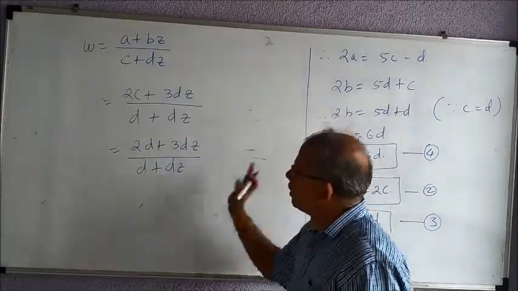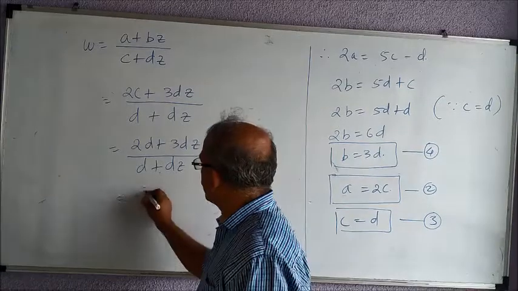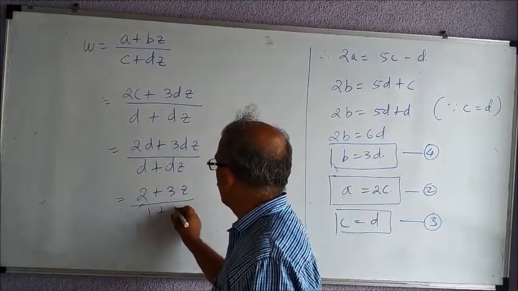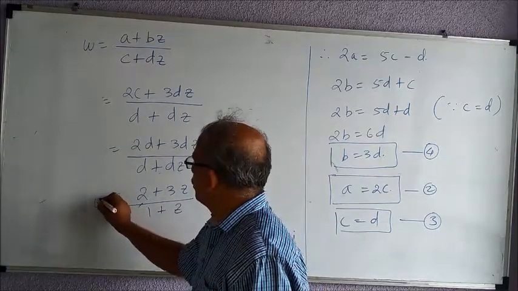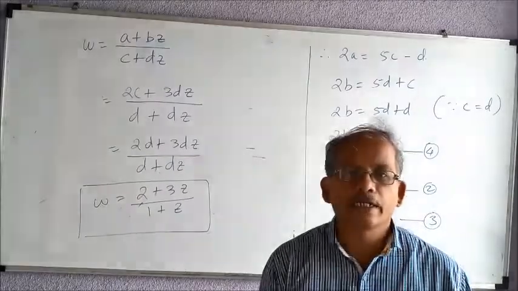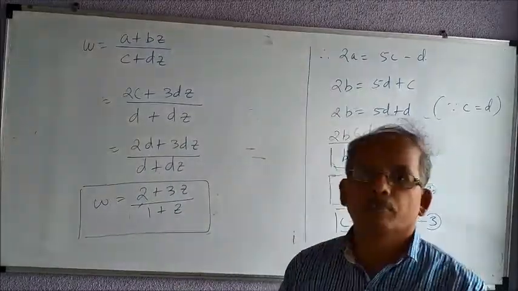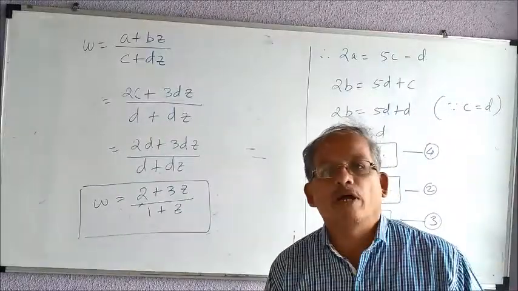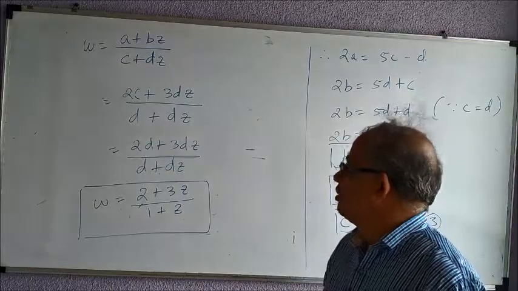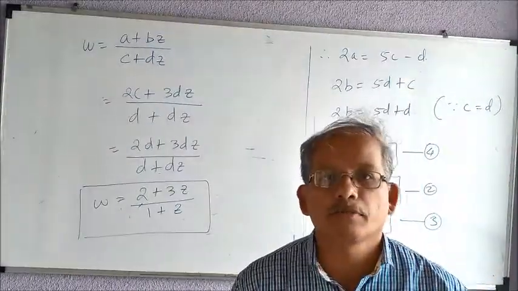Now you can take D common from numerator and denominator and cancel, and you will get the transformation. So this is the required transformation that we are looking for: (2 plus 3z) upon (1 plus z). Okay. I hope you have understood this. Go through this once and then solve the remaining problems.